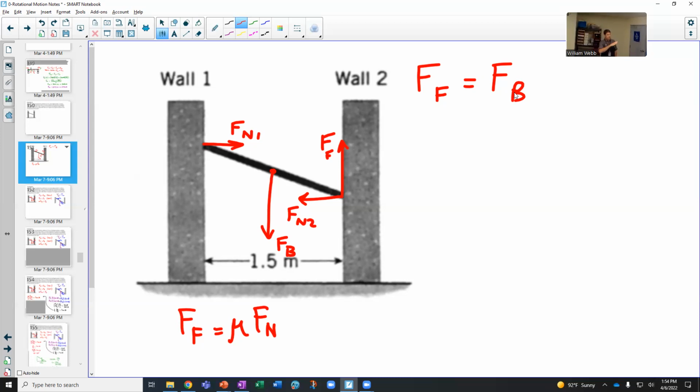Yeah, we want it to be propped in there, so we're also going to be able to come to the torque. We'll get to that in just a second, and we'll actually set up that equality. Before we do that though, what about the normal forces? Are they equal?